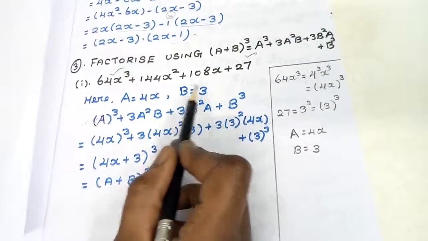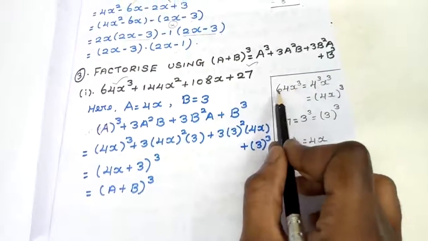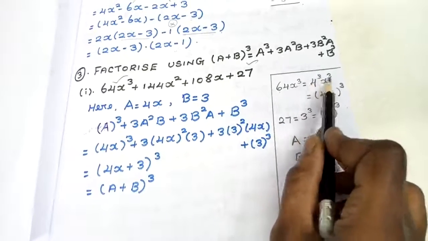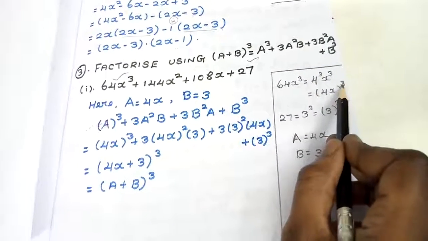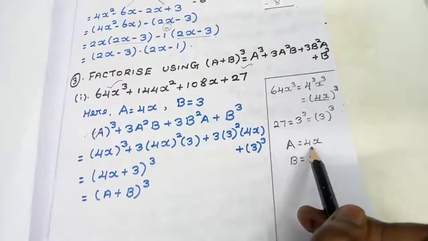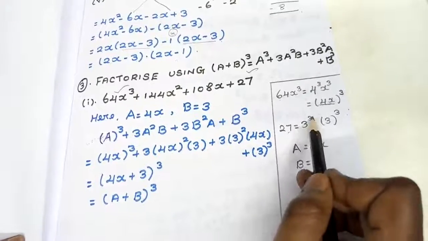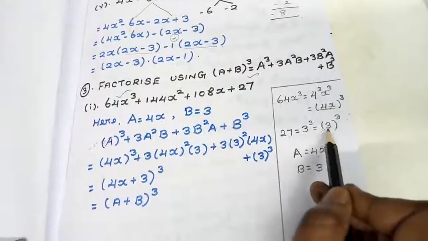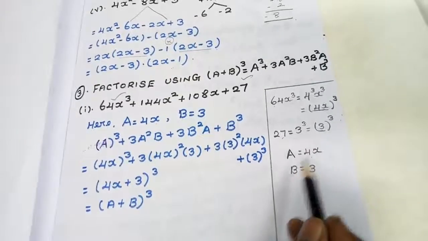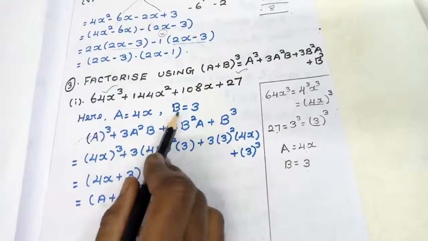In what way am I getting this particular value? It is 64x cube. 64 can be written as 4 cube x cube. 4 cube x cube can be written as (4x) the whole cube. So this 4x belongs to a equal to 4x. Last one, 27 can be written as 3 cube. So 3 the whole cube, inside what is the value? 3. This value 3 is nothing but b equal to 3. So a equal to 4x, b equal to 3.